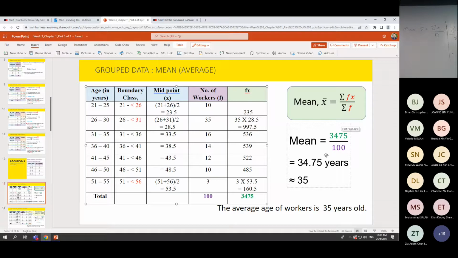Sir? So, yes, someone is asking a question. Let us see what the question is. When do we need to round it into an integer, or when do we keep it as a decimal?